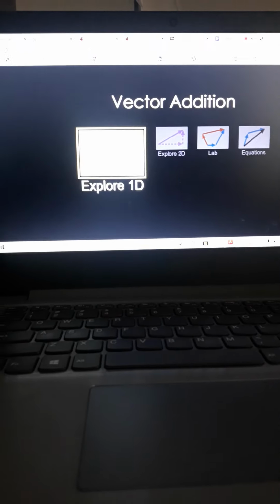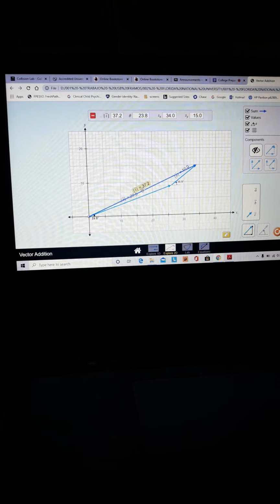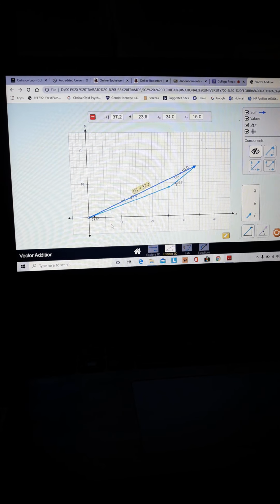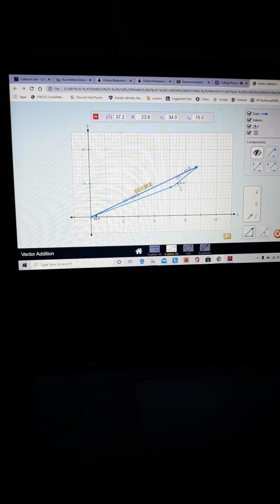For example, the resultant vector is a vector with 37.2, and now the angle for the resultant vector, it looks like both the resultant vector and the vector A are pretty close. So let me click on this resultant vector to see if I can see the angle for this vector. Look at that, it is 29.8 degrees. The angle for the vector B is this one, that is 36.9 degrees, for example.